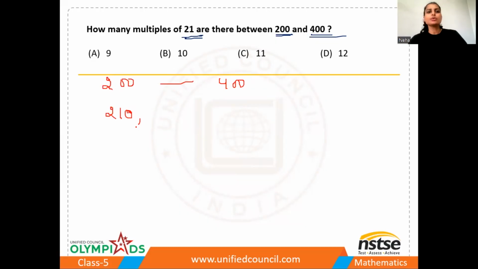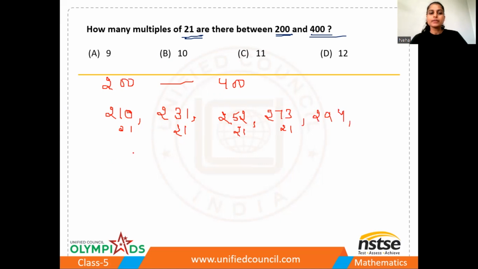Just add 21 to each number, right? So if I add 21 to this number, I am going to get 231. So 231 is the next number. Again add 21, so this is 252. This is the next number. Then again add 21, so this is 273. Again add 21, so this is 294. Then 315, then 336, then 357, then 378, and then 399.